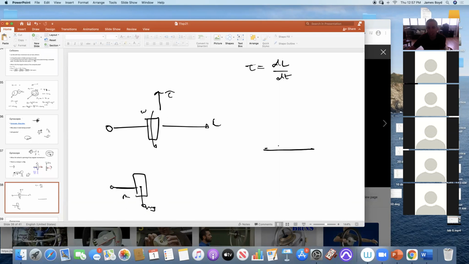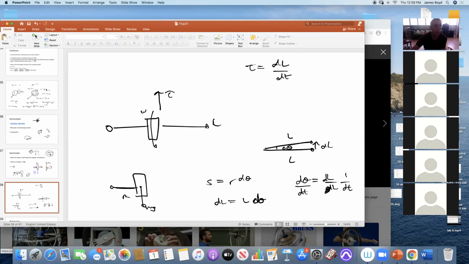So if this thing moves slightly, just slightly, this will be dL, this will be L, and this will be L, and this will be some change of theta. Now, remember s is R d theta. We did that. So here, this would be dL is L delta theta, or I'm going to really call it infinitesimal theta. So d theta is dL over L. Sorry, I have that flipped. This is dL and this is L.